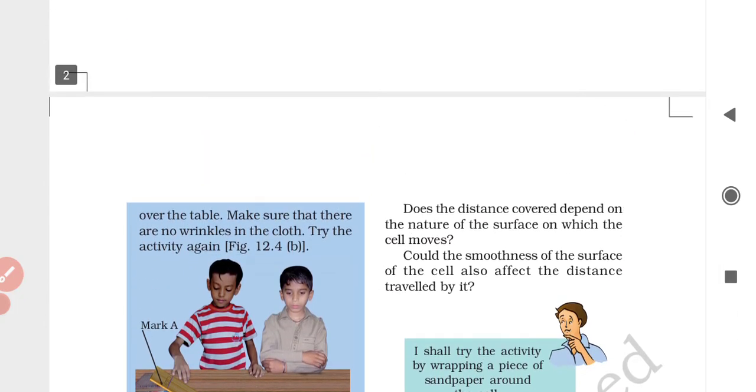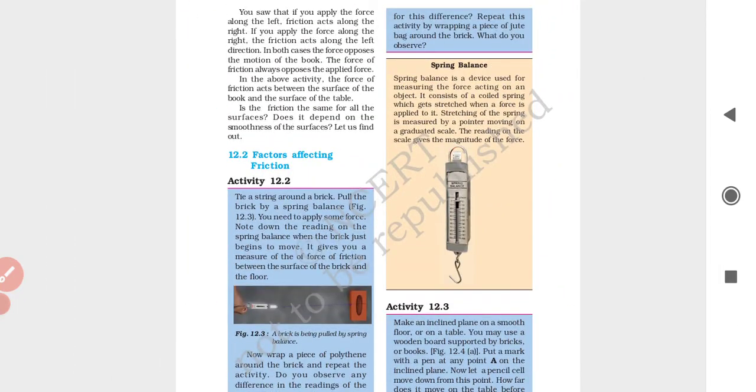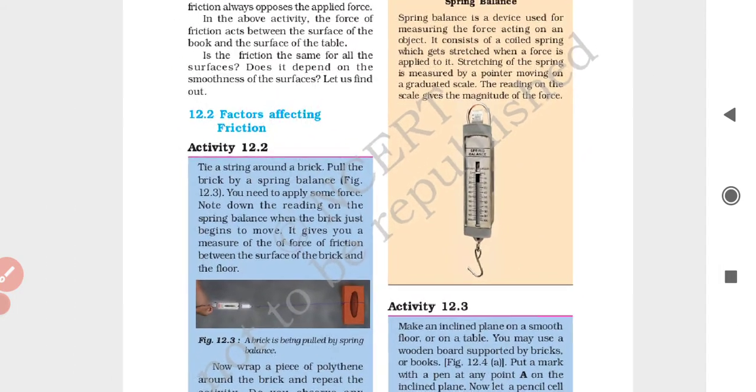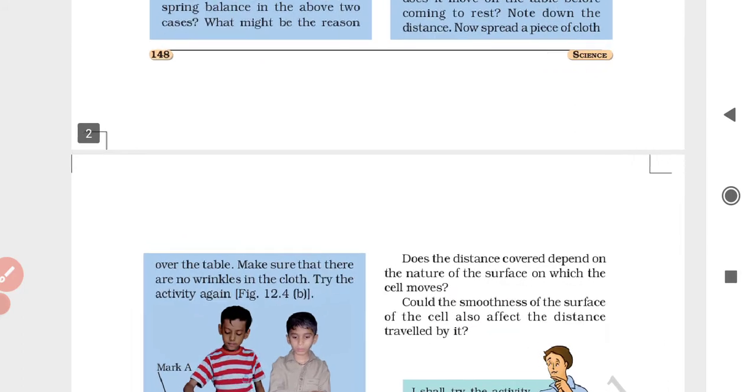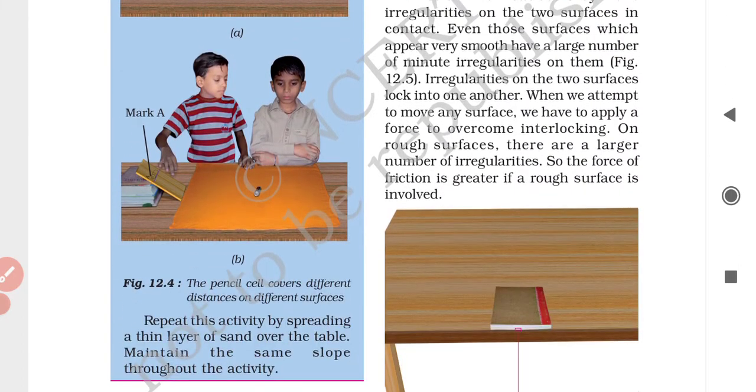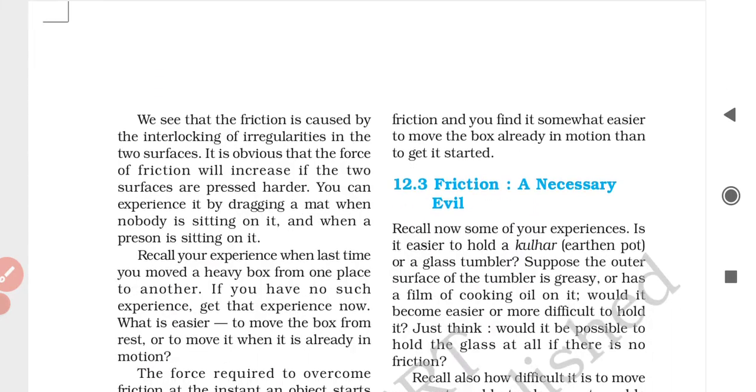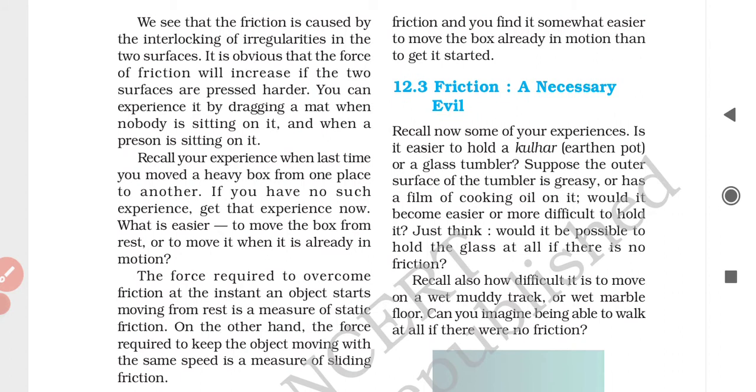Then we have the factors affecting friction, and the two types of friction that we have discussed, that is static friction and sliding friction. I'll conclude the video today with this.